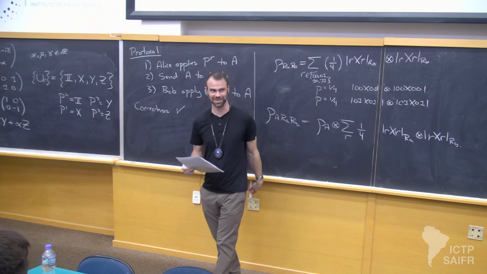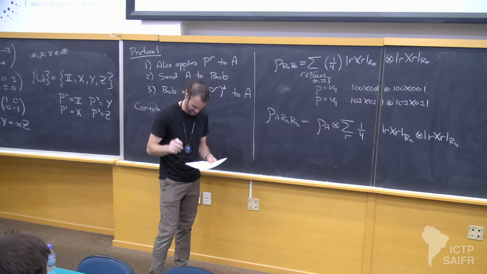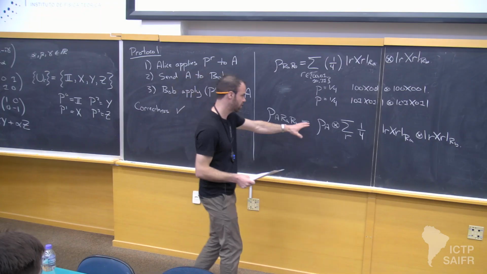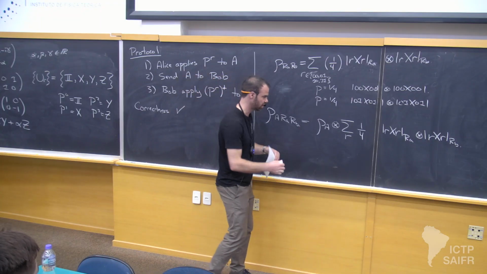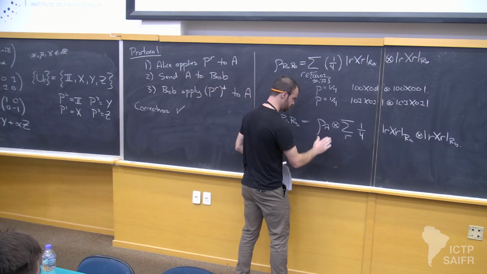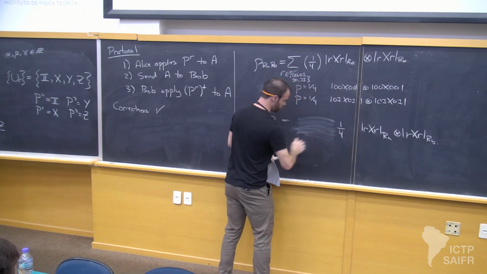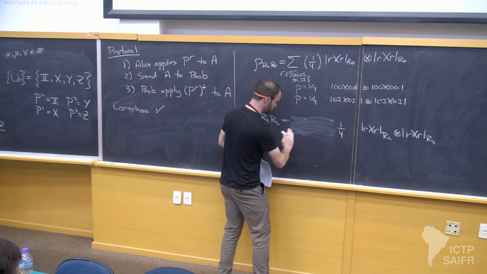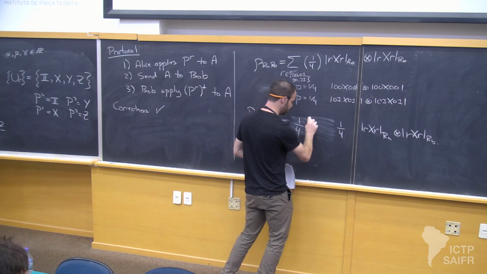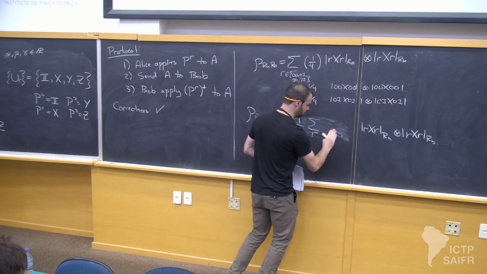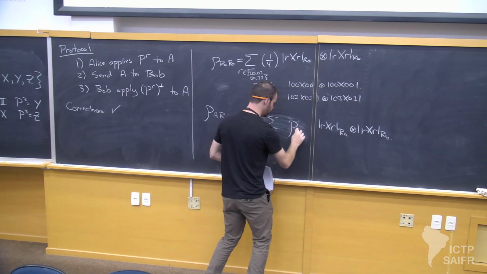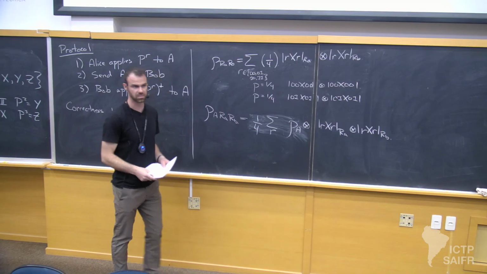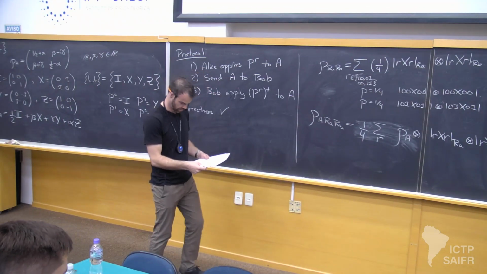Okay, I should keep going, but I appreciate the questions. Okay, so now we have this. Let me rewrite this slightly. This is equally good if I move my sum. Actually, let me move the 1/4 out as well. So we're going to take the 1/4 out. We're going to take the sum out. And then we have rho A tensor this stuff. Okay, good.